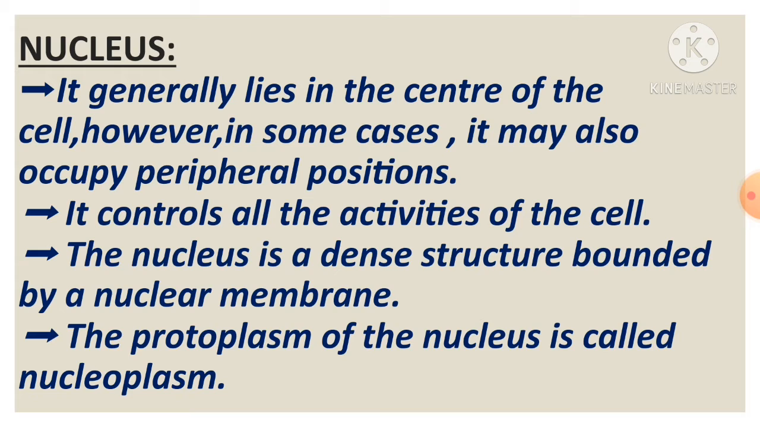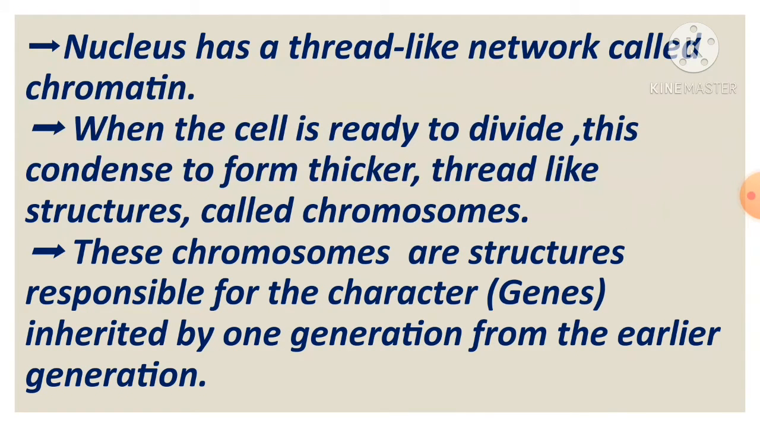Nucleus. It generally lies in the center of the cell. However, in some cases, it may also occupy peripheral positions. It controls all the activities of the cell. The nucleus is a dense structure bounded by the nuclear membrane. The protoplasm of the nucleus is called nucleoplasm. Nucleus has a thread-like network called chromatin. When the cell is ready to divide, this condenses to form thicker thread-like structures called chromosomes. These chromosomes are structures responsible for the characters, genes, inherited by one generation from the earlier generation.